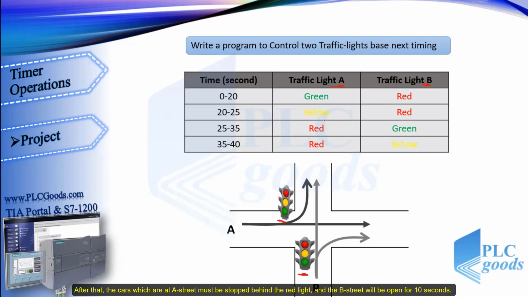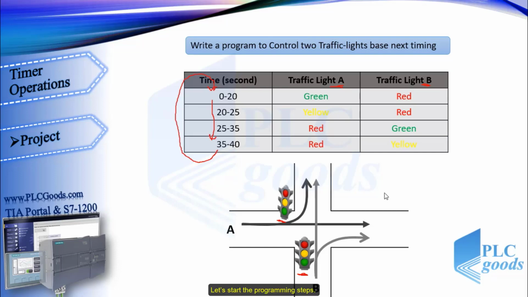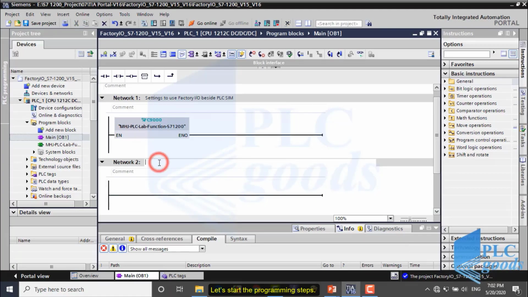After that, the cars which are at A street must be stopped behind the red light and the B street will be open for 10 seconds. After that, the yellow light of the B street will be on for 5 seconds. Then this cycle will be continued until a stop push button is pressed. Let's start the programming steps.